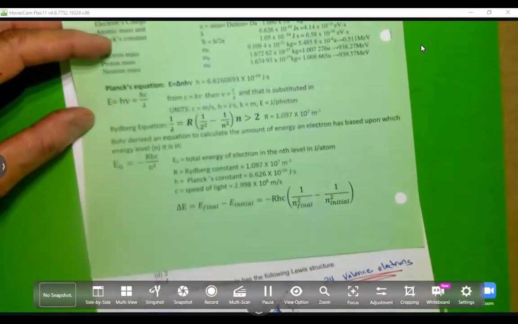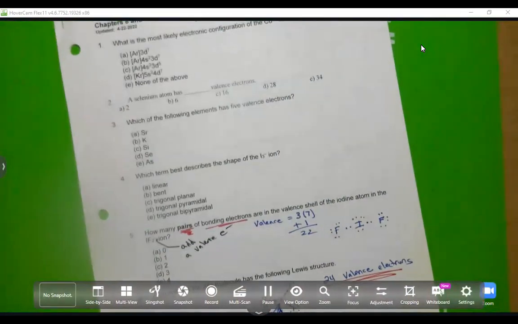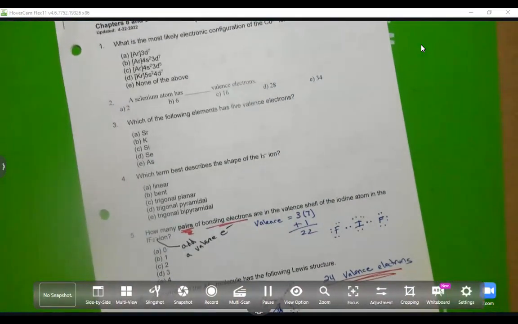And no scratch paper. Okay, so for the test, blue sheet's the key. You can use the blue sheet, note sheet, periodic table. That should do it. That should be good.